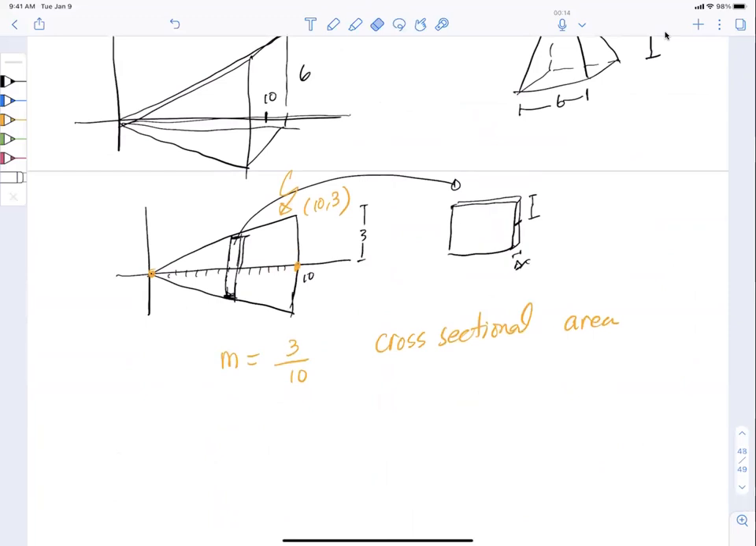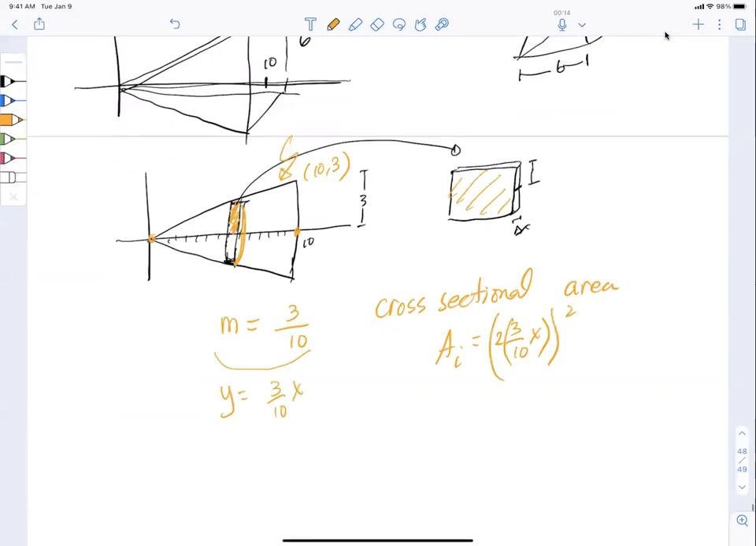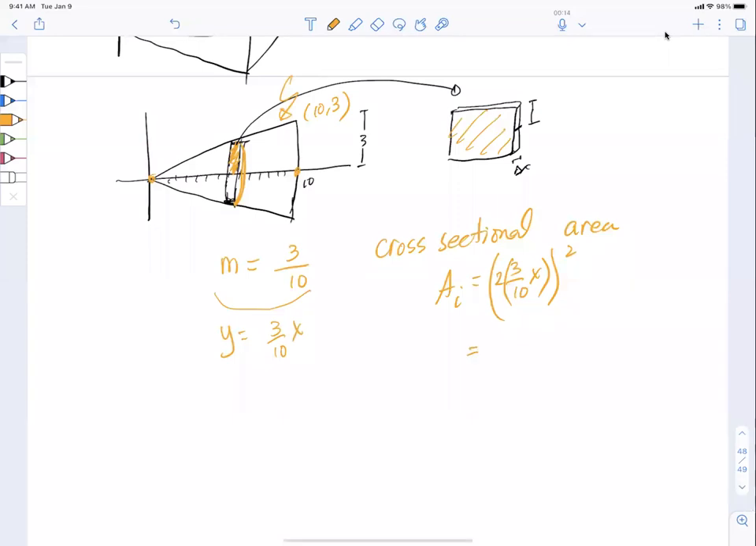The objects are squares, and the cross-section area is going to be whatever the half is, you double it to get the whole side, and then you square it to get the area, the cross-section area, and then you have to multiply by the thickness. So if the slope is 3/10, then y is equal to 3/10 x is the equation of the line. And the cross-section half-side is going to be 3/10 x. You double it to get the full edge, and then you square it to get the area. So it's going to be 9/25 x squared.